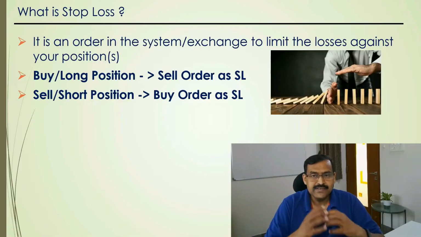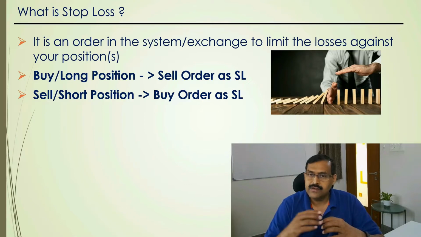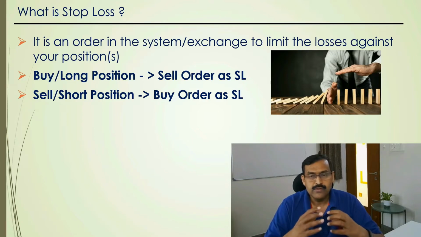Before we understand the various types of stop losses, let us quickly understand what a stop loss is. For intraday trades, it is an order in the system or in the exchange to limit the losses against the position that you have taken. For overnight F&O or even stocks, you need to have a hedge so that the gap up or gap down will not put you in trouble.